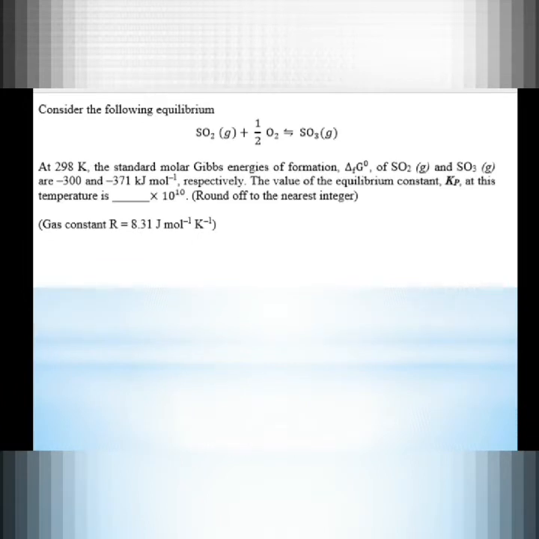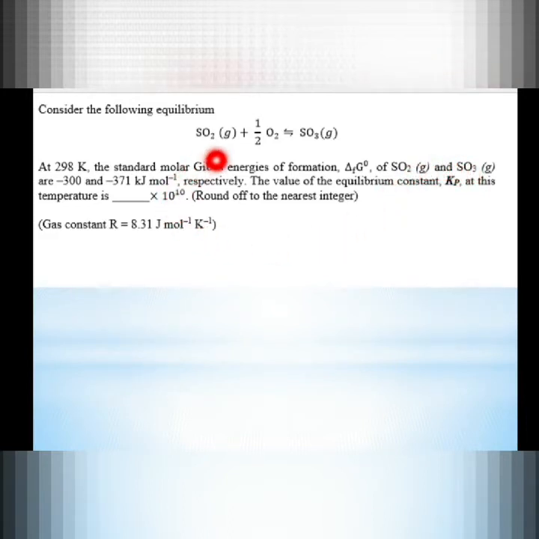Now, the second question is a reaction: sulfur dioxide gas plus half oxygen gives sulfur trioxide gas. Here the reactants are sulfur dioxide and oxygen, and the product is SO3. We have to calculate the equilibrium constant Kp. The given values are the Gibbs free energy of formation, ΔfG0, of sulfur dioxide and sulfur trioxide, and the temperature is given as 298 Kelvin. We have to calculate the value of Kp.